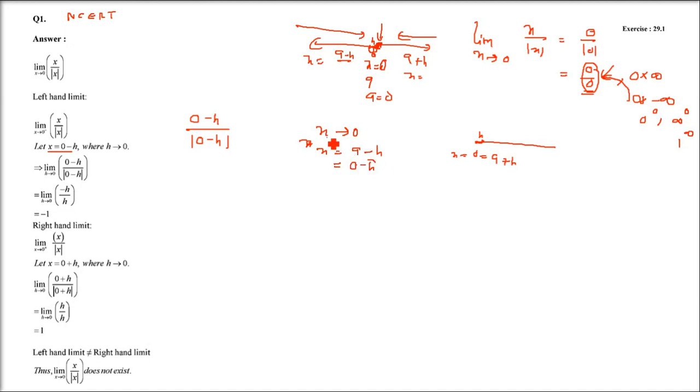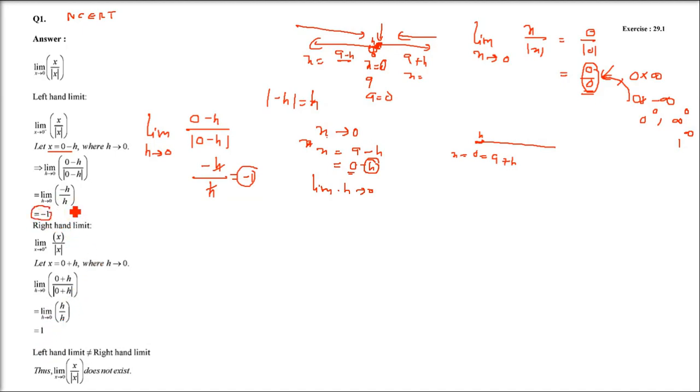We want this h to be as small as possible, so h tends to 0. The limit changes to h tends to 0, and we have (0 minus h) by |0 minus h|. Minus h remains in the numerator. In the denominator, the mod of 0 minus h, because minus h is inside the mod, h comes out: minus h by h. Mod means always positive, so it comes out, and it will be minus 1. So the left hand limit has come to -1.